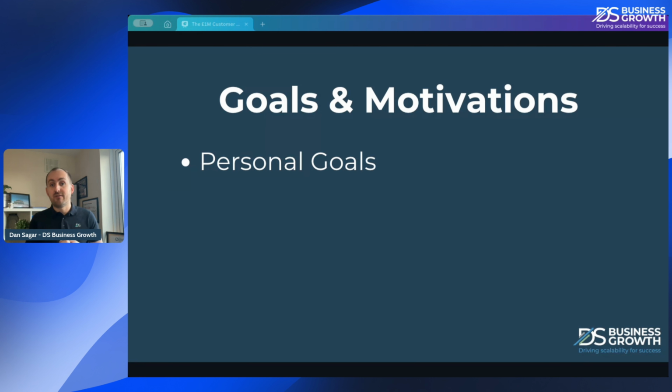Are they looking to be financially free, retire at age 55, have a property portfolio that can fund them in retirement? Are they looking for all these kinds of things? What are their personal goals? Perhaps it's more time with family, and your service or product can help deliver them more time with their family, more time on holiday, all these things. Have a think, what is your ideal customer's personal goals?